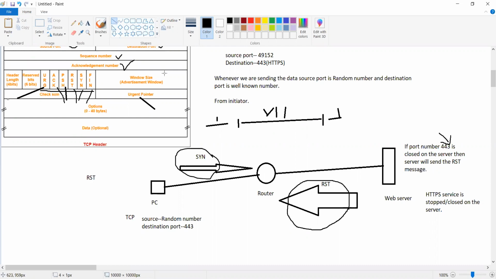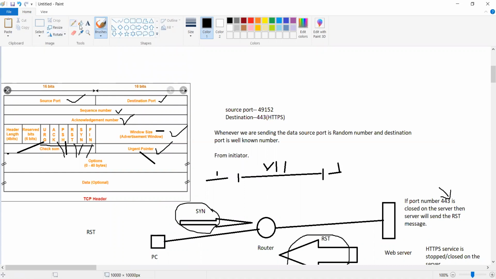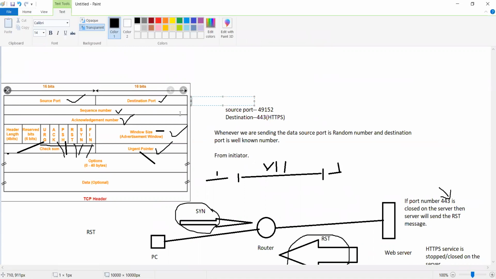Now you know this one as well. What is window size? I've explained it to you. Now we need to understand what is header length, what are reserved bits, what is checksum, and before understanding those things, let me discuss the length of the header. So each row is of 32 bits. Means how many bytes? 4 bytes. Correct. So each row is of 32 bits.